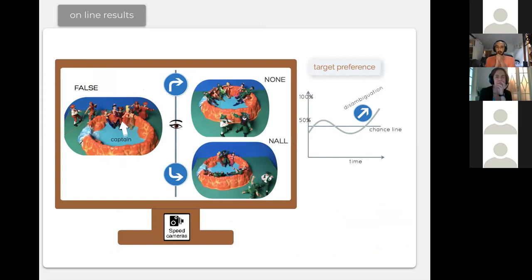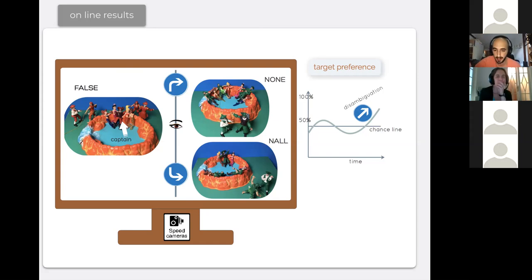Now we are going to look at the target preference graph. If you see the little line on the right little graph, this is the line that depicts the preference for the target, which is the true scenario, compared to the false. So when you understand the sentence, instead of moving your eyes randomly back and forth from the false to the right scenario, you figure out which one the right scenario is, and then you develop an online preference for that. When this happens, the target preference line goes up and departs from the chance line.